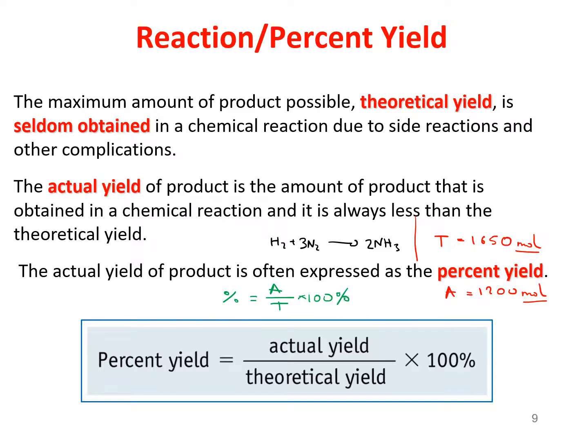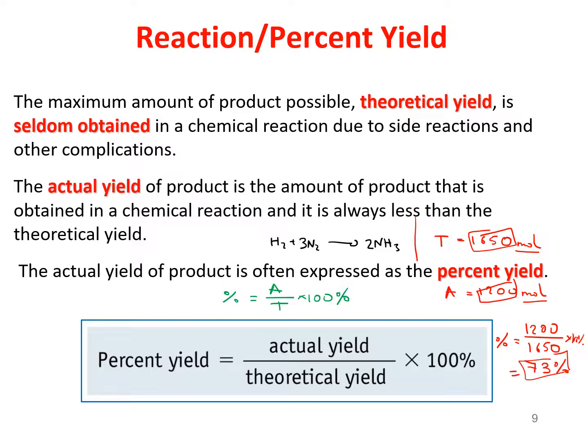And by the way, the units can be anything. It can be moles, kilograms, grams. As long as they are the same, then you can divide them. So if somebody says that this reaction has been carried out and 1200 moles have been obtained, then the percent yield of this reaction would have been 1200 over 1650 times 100%. So that'll be about 73%. Right, so we calculate that we should get 1650, but we only get 1200. So the efficiency is only 73%.